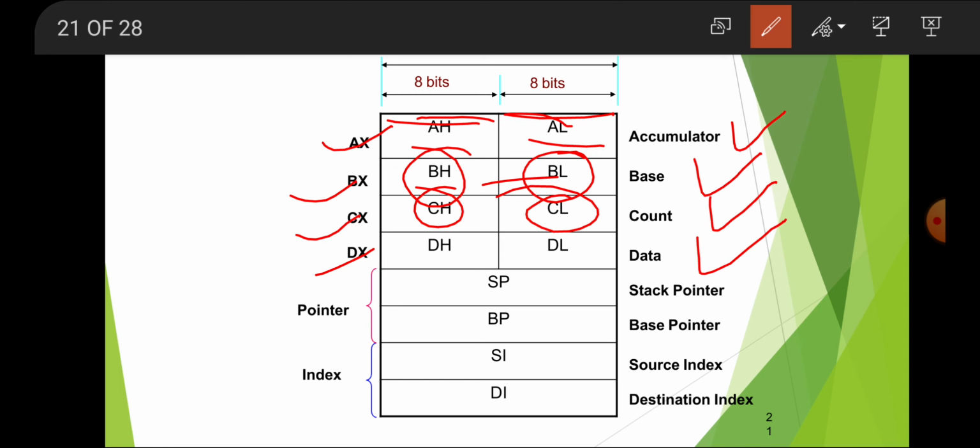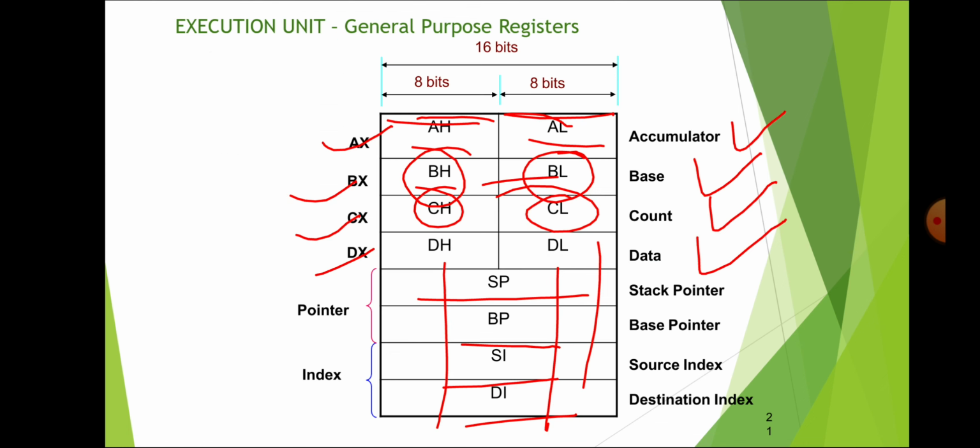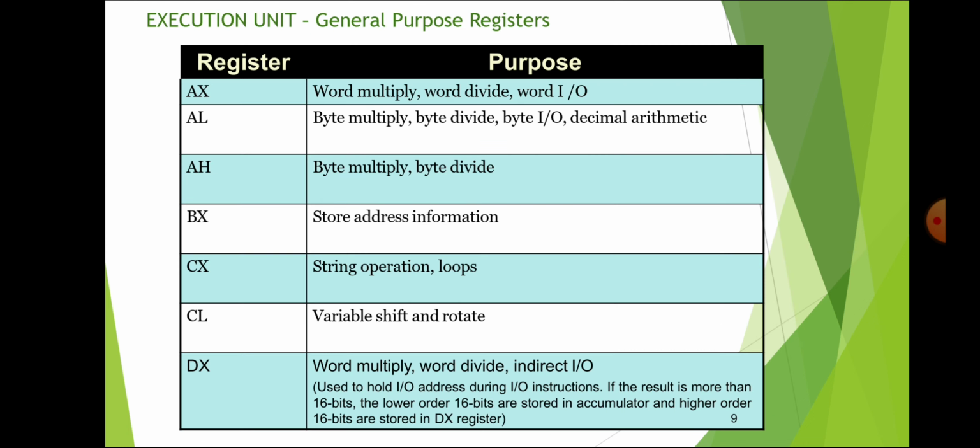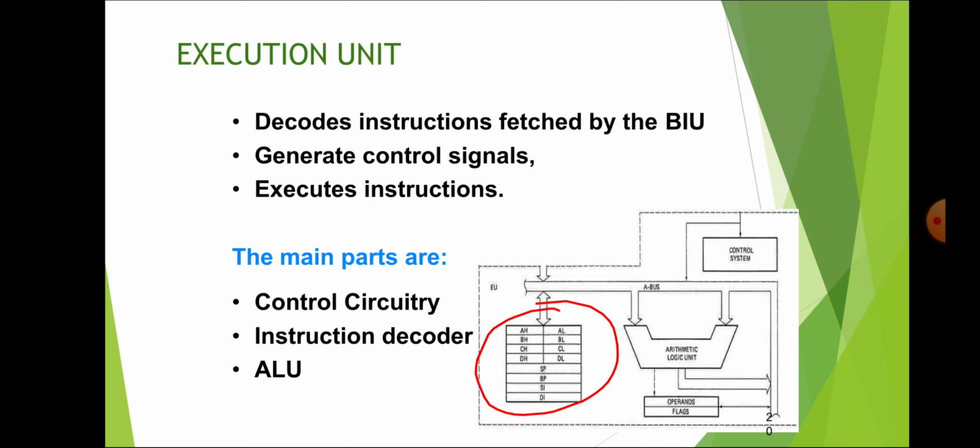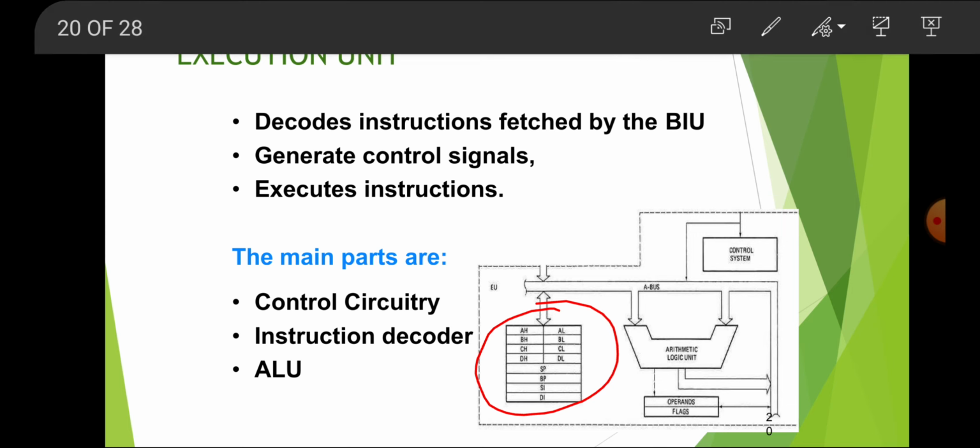Now what are these pointers? Stack pointer, base pointer, source index and destination index. So these are the stack, base, source and destination indexes. The addresses of the remaining extra segment, data segment and stack segment are stored in these registers; that is, the offset addresses are stored in those registers. Now I will explain exactly what procedure happens here.